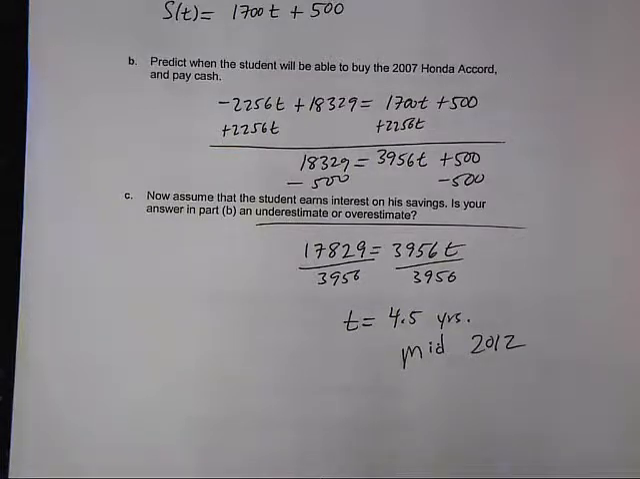Part C. Now assume the student earns interest on a savings. Is your answer in Part B an underestimate or an overestimate? Overestimate. How come? If he has savings earning interest, he'll have more money. If he has more money, he'll be able to buy the car a little bit sooner. So it's an overestimate. Interest will give him more money, he can buy the car sooner.